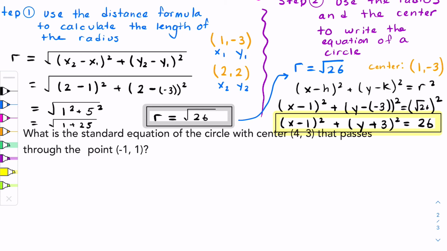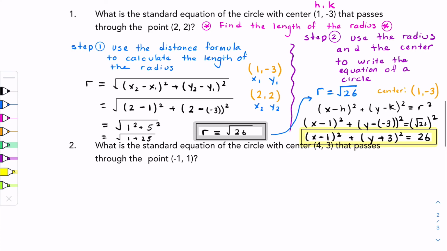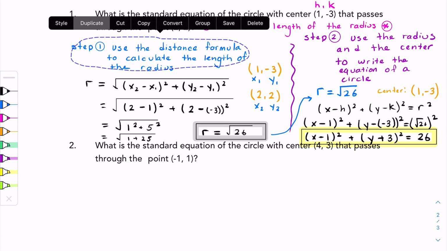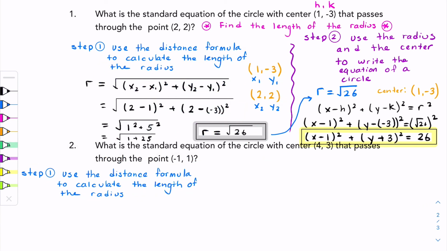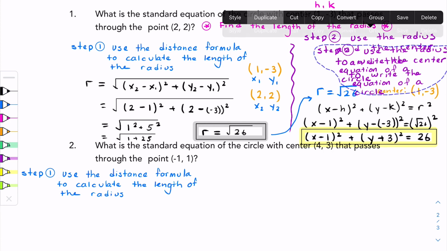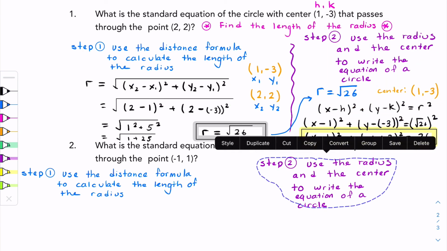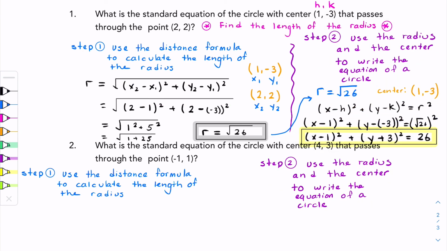Okay, I want everyone to do number 2 by yourself. It is the same exact type of problem as this one we just went over. So you're going to start by completing step 1. Step 1 is to use the distance formula and to calculate the length of the radius. Once you find the length of the radius, you are going to complete this problem using step 2, which is to use the radius and the center to write the equation of a circle. So press pause on your video, come back to the video to check your answer.